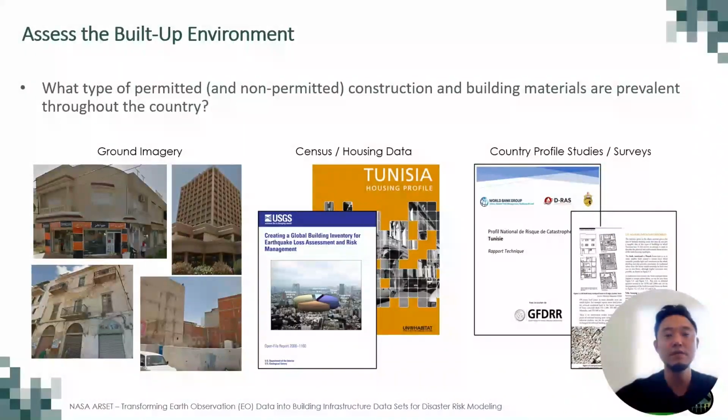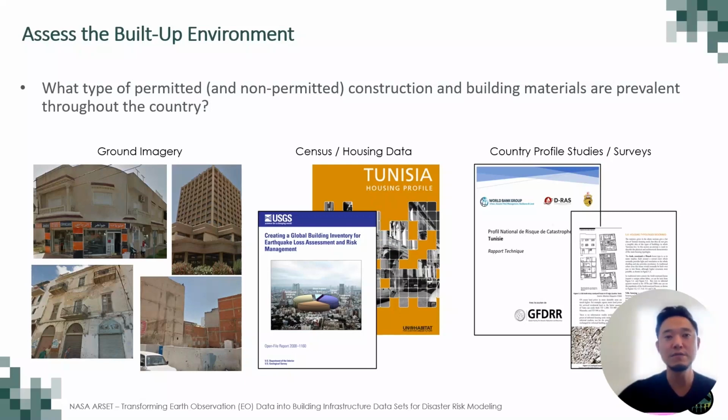Once we knew what the development patterns were going to be, we needed to assess the built-up environment, essentially asking the question, what type of permitted and also non-permitted construction and building materials are prevalent throughout the country. We relied heavily mainly on 3 things. First was ground imagery. This was pretty limited through Google Earth, but there definitely was some ground imagery we used for validation and assessment. The census and housing data, that we had the Tunisia housing profile from UN Habitat.